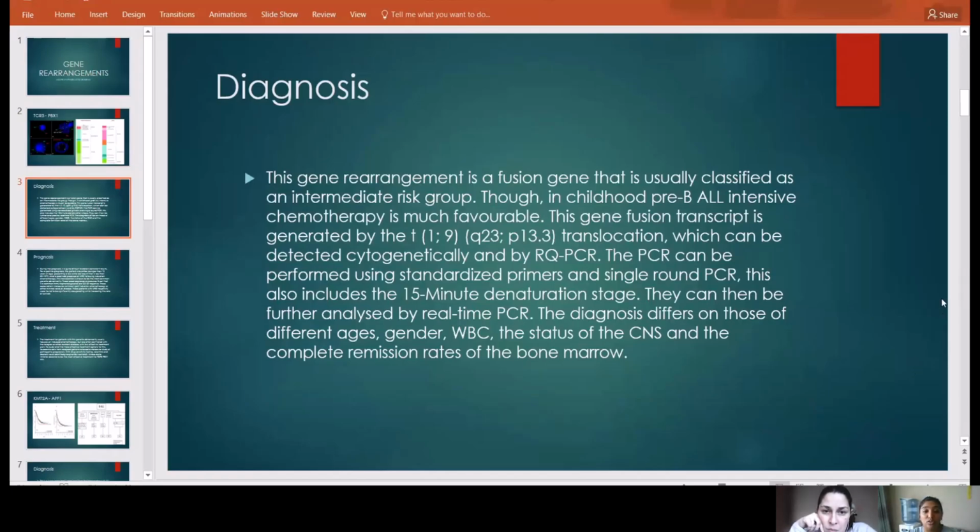The diagnosis differs on those of different ages, gender, WBC, that is the white blood cell count, and the status of the central nervous system and the complete remission rates of the bone marrow. With diagnosing these gene arrangements, the best thing we can do as scientists to identify which gene it is, is by using fluorescence in situ hybridization and RQ-PCR, as well as it can be detected cytogenetically.